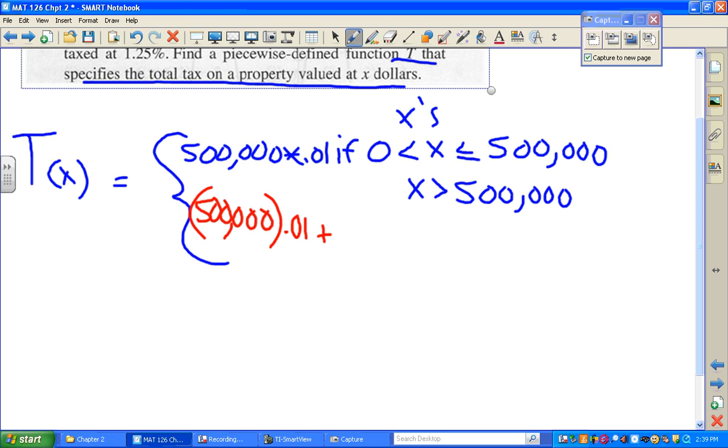How'd you get 100,000? No, I didn't say it. What was the value of the home? 600,000, and we subtracted what? We subtracted 500,000 and multiplied it by what? 0.0125. That's if x is bigger than 500,000.